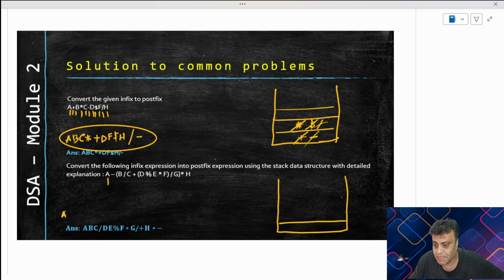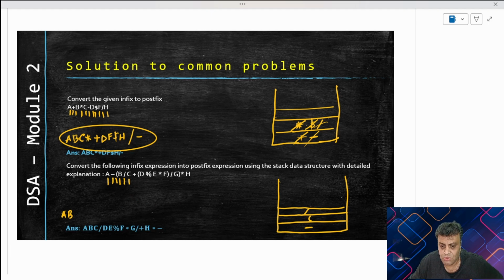Minus is an operator. It will go here, right? Next, we have a bracket. Bracket will be blindly pushed into the stack without checking anything, right? So bracket will be blindly pushed into the stack. Next, we have B. B will come here. Next, we have bracket, right? Next we have division. Now division, as I said, bracket is a lowest priority, so division can definitely sit on top of bracket, right? Because division is highest priority. Anyways, bracket is of lowest priority.